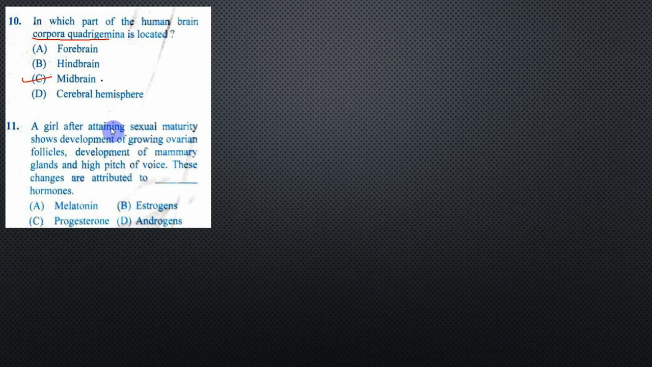A girl after attaining sexual maturity shows development of ovarian follicles, development of mammary glands, and high pitch of voice. These changes are attributed to dash hormones. The first one is melatonin, B is estrogens, C is progesterone, D is androgen. So the female sex hormone that is mainly responsible for development of mammary glands and ovarian follicles is estrogens. Hence the answer is B, estrogen. Melatonin comes from the pineal gland and is mainly responsible for maintenance of circadian rhythm, progesterone is mainly associated with maintenance of pregnancy, and androgens are basically male sex hormones. So B is the right option over here.